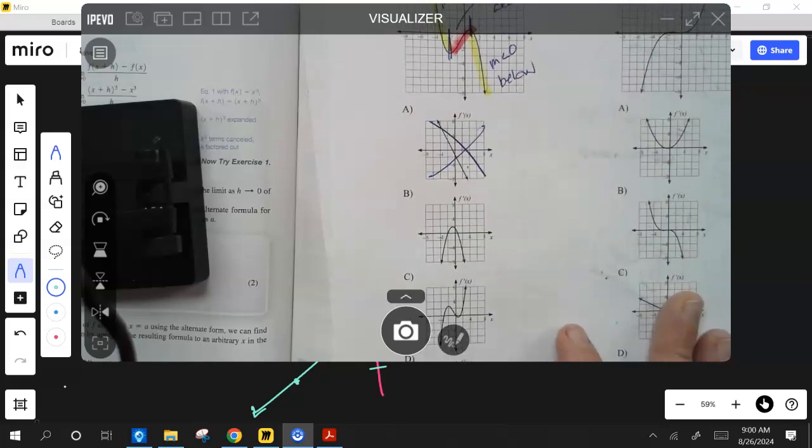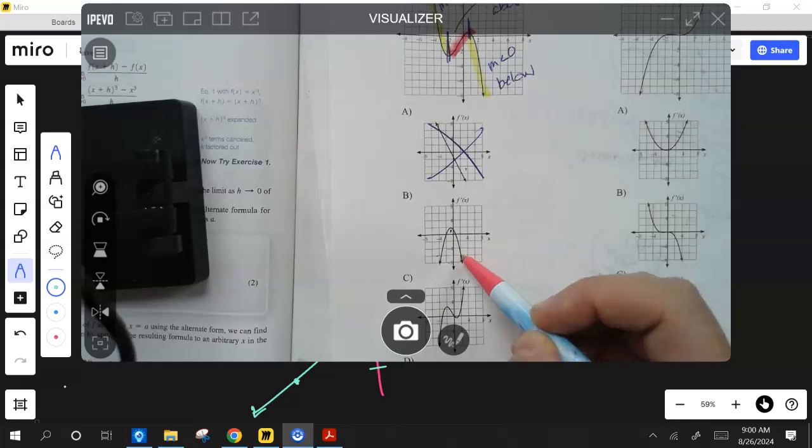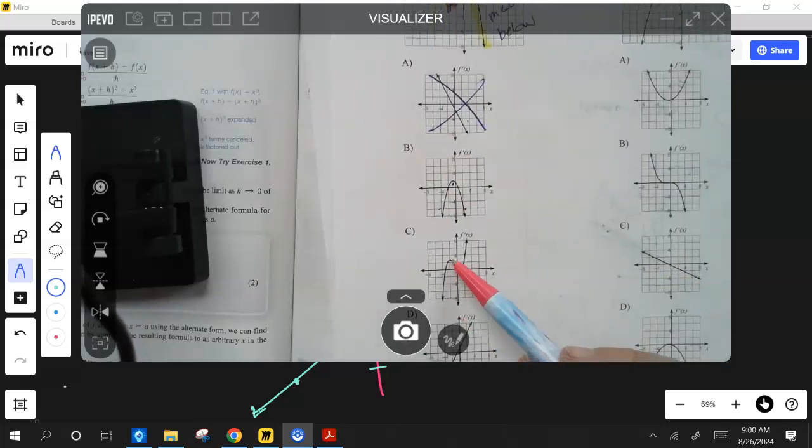No, I'm trying to teach you how to recognize. But you will have to sketch the graph of the derivative on your own without choices. All right, this is below, above, below. But let's just make sure. Below, above.